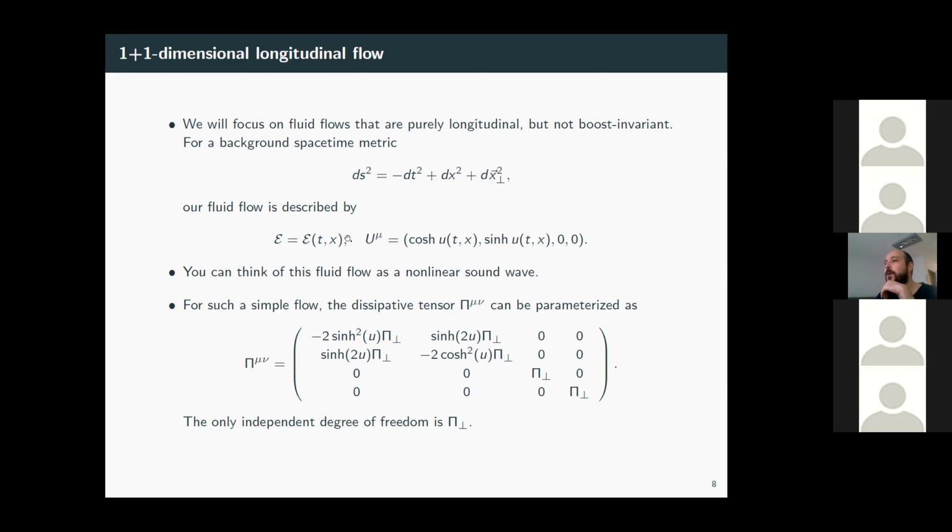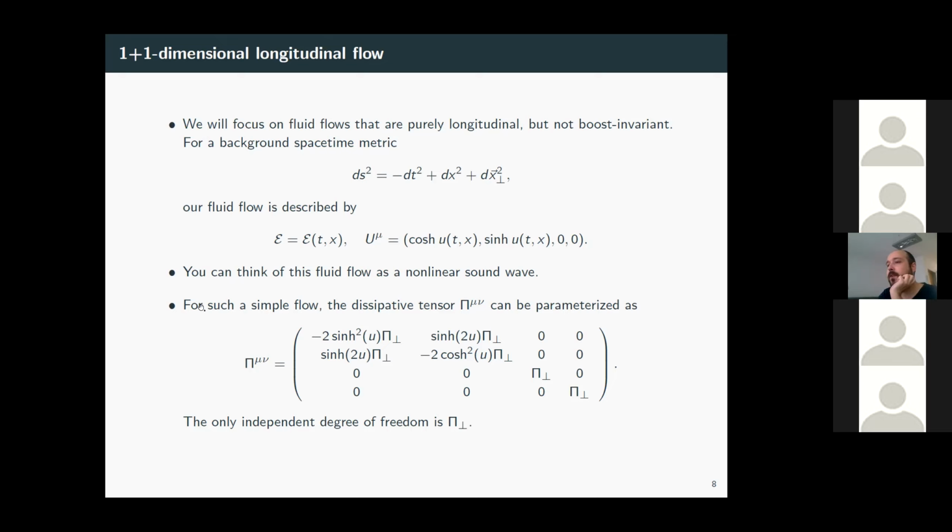Okay. So our fluid, the perpendicular directions are still spectator directions. They play no role in the description of the system. And our fluid lives in this 1+1 dimensional reduced spacetime. But we are not going to assume that it is boost invariant, okay? You can think of this fluid as a particular nonlinear sound wave. And if you want, this is the most immediate generalization of a boost invariant flow, because you're only breaking one particular symmetry, right?